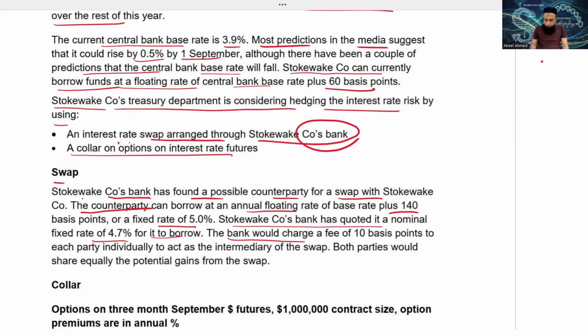The bank would charge a fee of 10 basis points to each party individually. So the total fee is going to be 20 basis points, because the 10 basis points will not be charged on the entire arrangement. It will be charged to each party. As for the swap, both parties would share the potential benefit equally. Whatever benefit comes due to the swap, it will be shared equally.